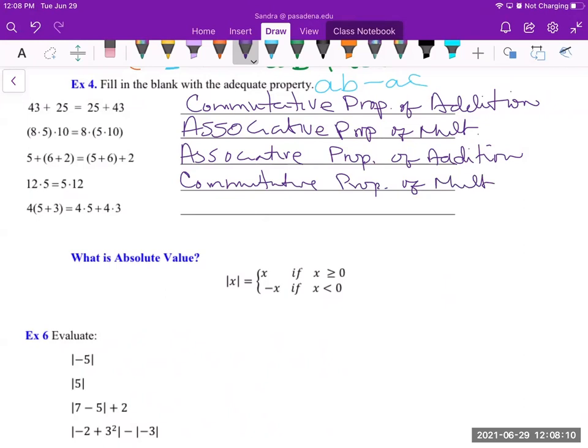And then we have the last one, 4, then parentheses, 5 plus 3. You can see that this is like distributive right here. I am going to multiply that 4 times that 5, and I get 4 times 5. I'm going to distribute the 4 times that 3, and I get 4 times 3. So this one's very obvious that this one's distributive property.